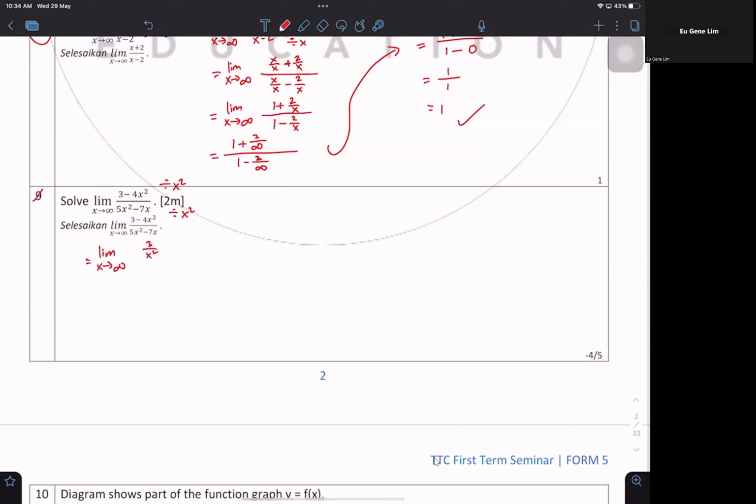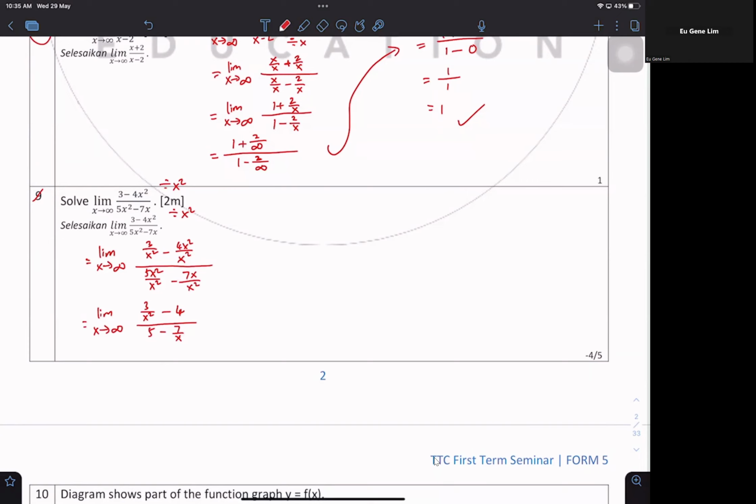So 3 over x squared minus 4x squared over x squared, over 5x squared over x squared minus 7x over x squared. Then you simplify first. 3 over x squared cannot simplify, but this one can be simplified. 4x squared over x squared is 4. 5x squared over x squared is 5. This one is x over x squared, which is 7 over x.